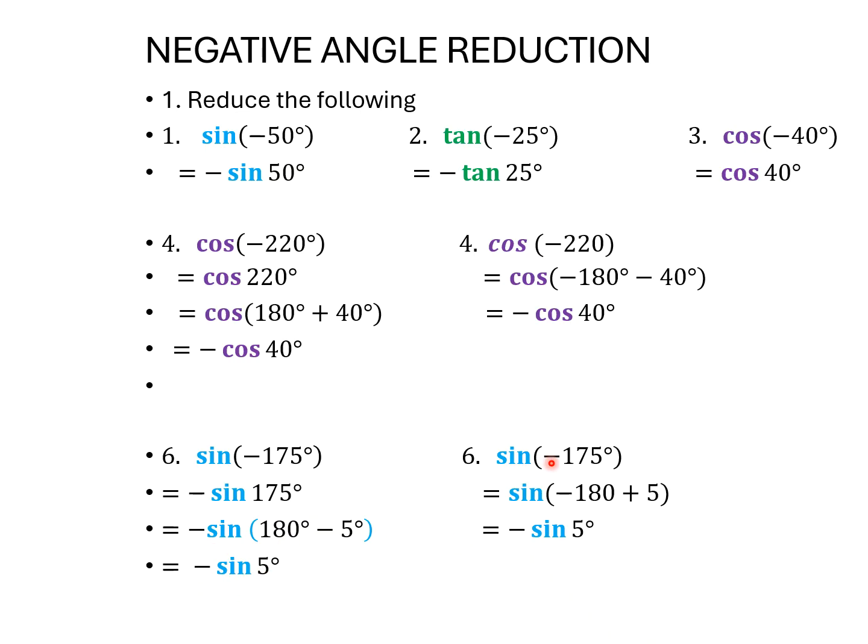Or I can say sine negative 175 becomes sine of minus 180 plus the angle. So if we look at theta minus 180, that's in the third quadrant according to the reduction formula. Therefore, that becomes negative sine 5 degrees. Right, let's look at some more problems.